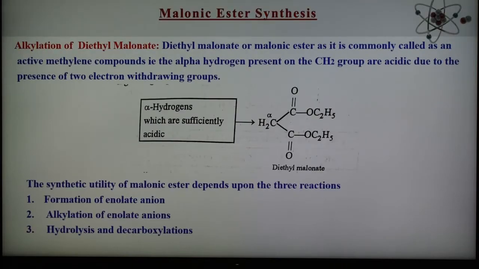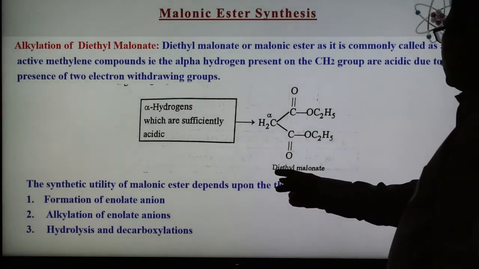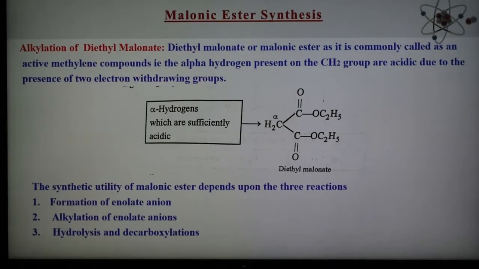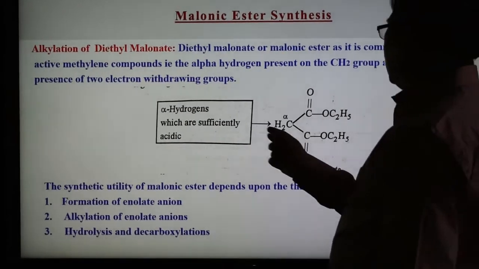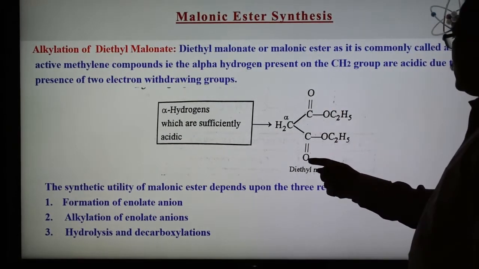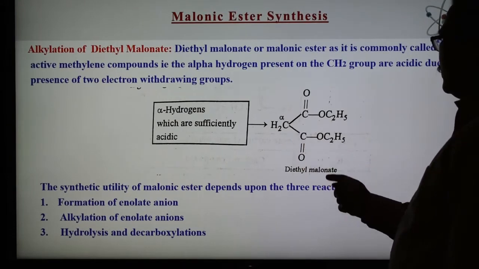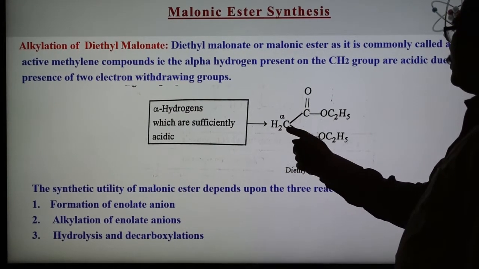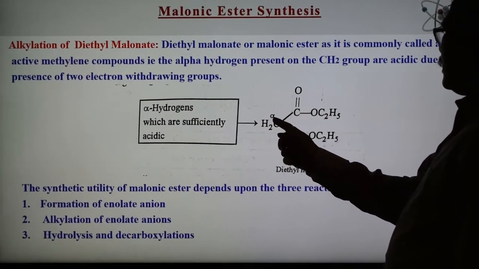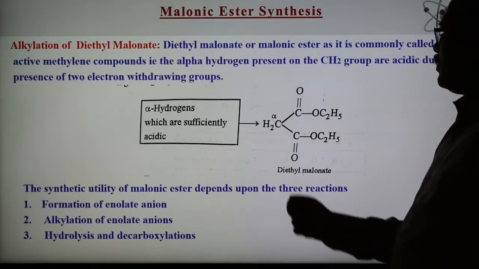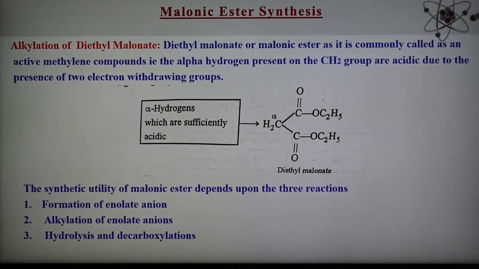Now we are going to see what the malonic ester synthesis is. This is the structure of malonic ester, also known as diethyl malonate. Here this is the carbonyl group, and this is another carbonyl. This is diethyl malonate, or malonic ester, and this is the CH2 reactive methylene group. This carbon is the alpha carbon, and the hydrogen attached to it is the alpha hydrogen, which is sufficiently acidic in nature.